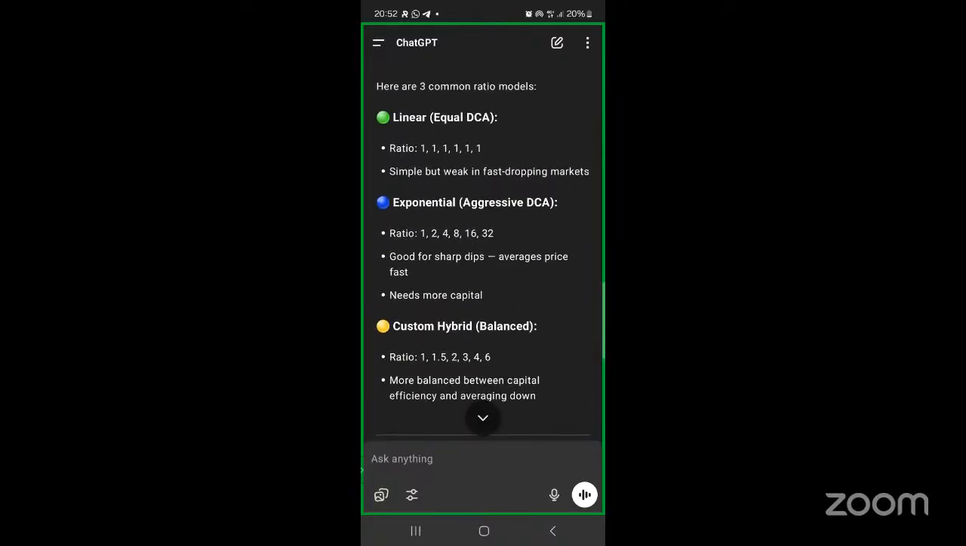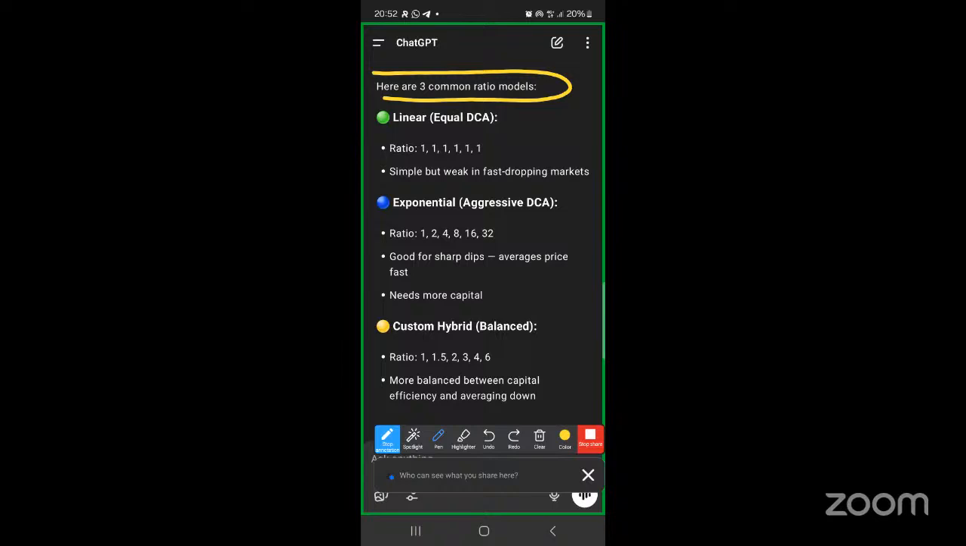Basically, the common ratio models, are you seeing them? These are the common ratio models in mathematics, because this is mathematics. It's either linear, exponential, or hybrid, a more balanced one.